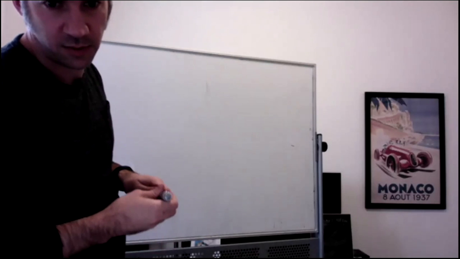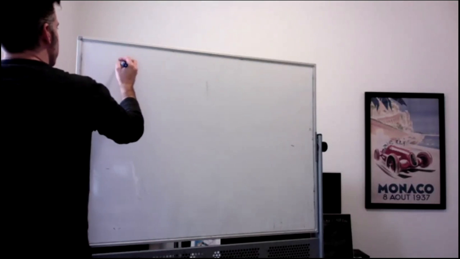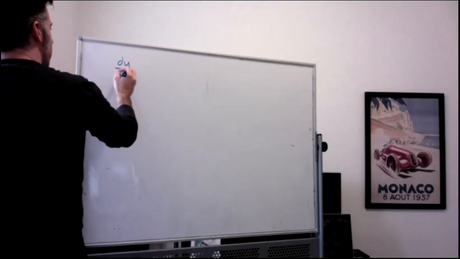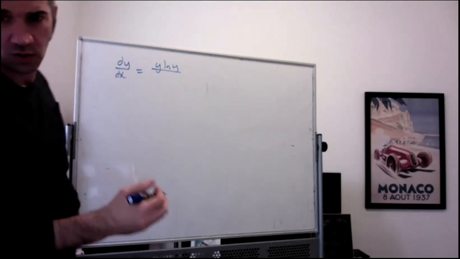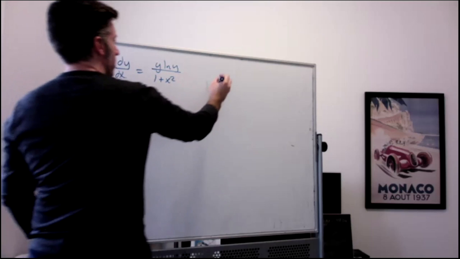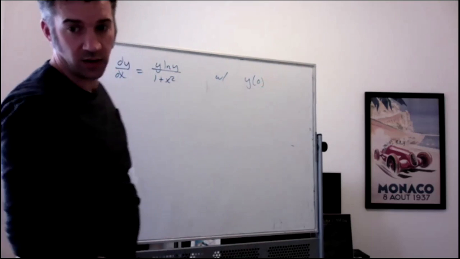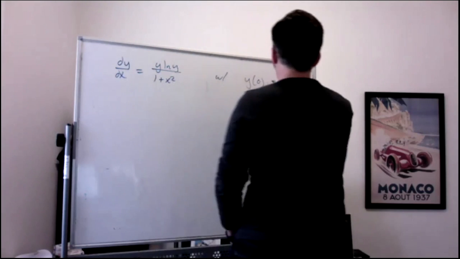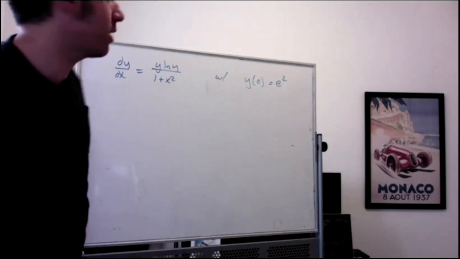Okay, here's the last one I have here. Let's say we've got dy dx again equals y natural log of y over 1 plus x squared. This one's a little different. We also have an initial condition that y of 0 is equal to e squared. E squared? E squared. Okay.